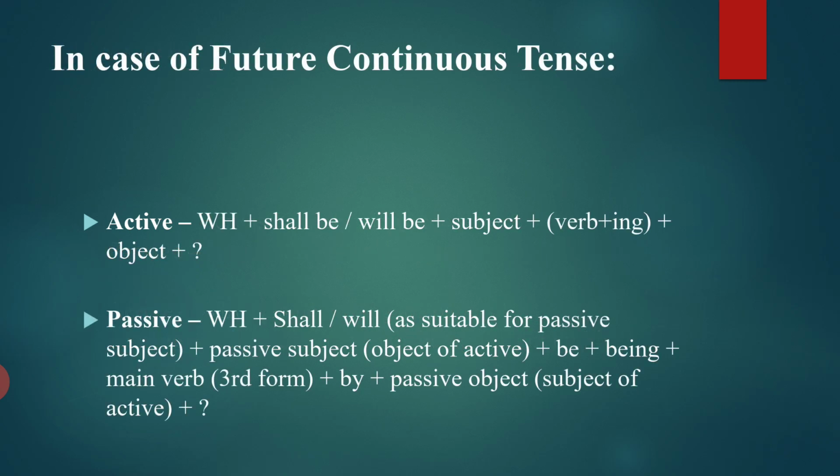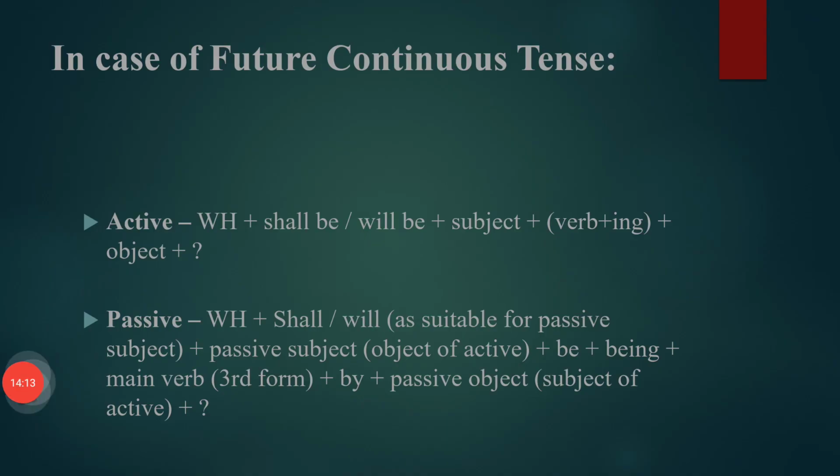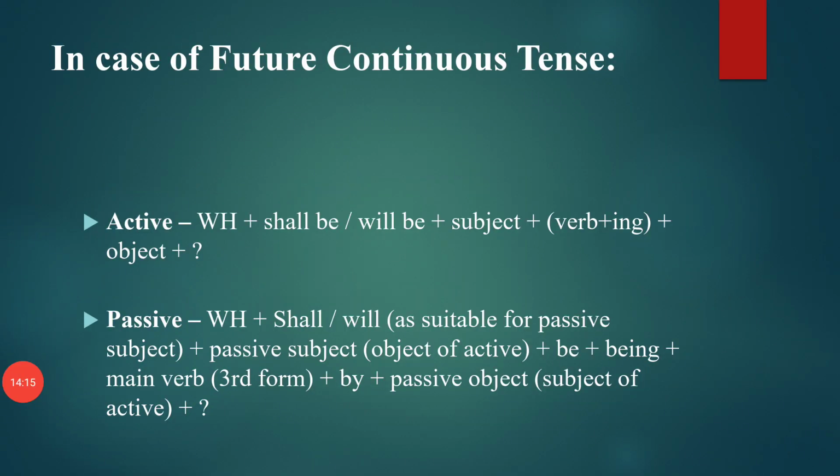Now, future continuous tense. As I told you, there are some rules by which future continuous tense can be changed into passive, so we will see. Active voice: WH, shall be, will be, plus subject, plus verb plus ing, plus object, plus interrogative mark.